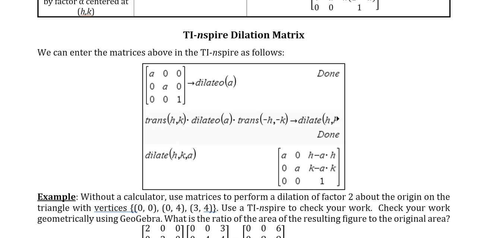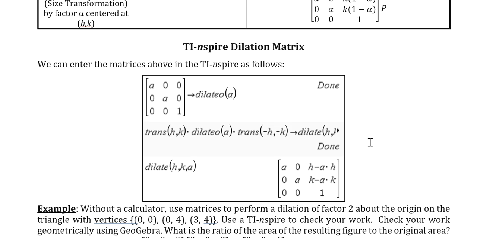So let's try this here as an exercise. Okay, first try to do it without a calculator. Use matrices to perform a dilation of factor 2 about the origin on a triangle with vertices 0, 0; 0, 4; and 3, 4. Then use the TI Inspire to check your work, and then finally check it geometrically with GeoGebra. What's the ratio of the area of the resulting figure to the original area? See if you can figure that out on your own. If you have your TI Inspire with this programmed in, go ahead and take time to make sure you've done that, and then use it, get GeoGebra up, do all that stuff. Do it on your own, come back and check your work in a minute. Press pause now.